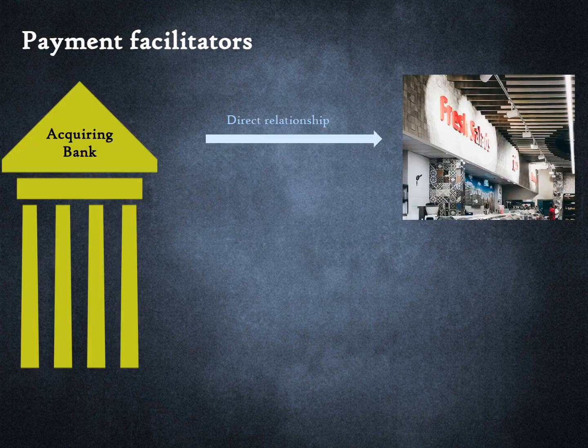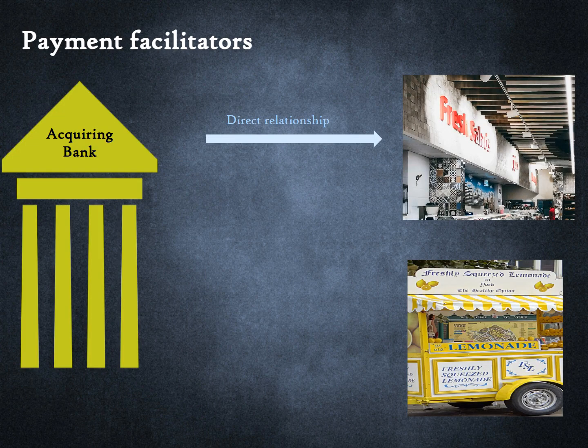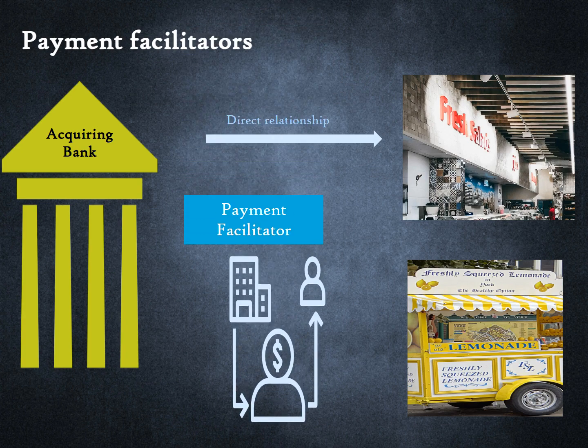Historically, acquiring banks served larger merchants. A lemonade stand operator could not get a merchant account from them. The industry was disrupted by payment facilitators like Square. The payment facilitators get a merchant account from the acquiring banks and allow numerous small merchants to use it, similar to subletting an apartment. The small merchant gets a sub-merchant account.